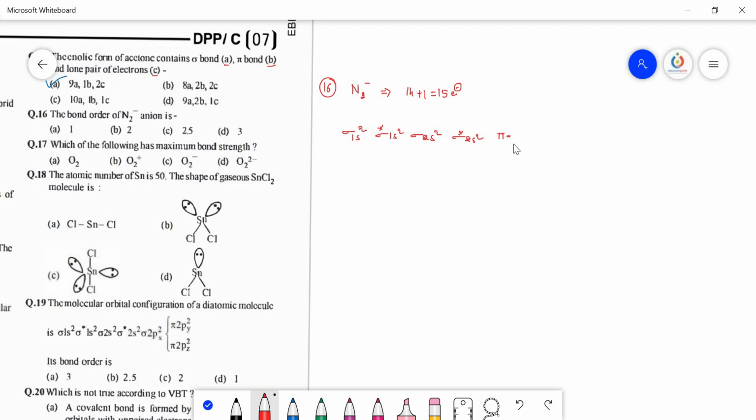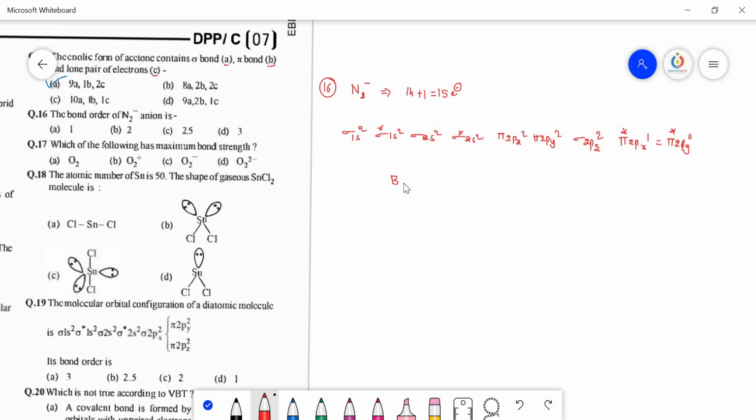So here pi 2px2, pi 2py2 and sigma 2pz2. So totally 1, 2, 3, 4, 5, 6, 7 into 2, 14 electrons over. One more electron is left behind, that is pi star 2px1, and pi star 2py0. Since these have equal energy, I am just representing this one, though the electron is not there.